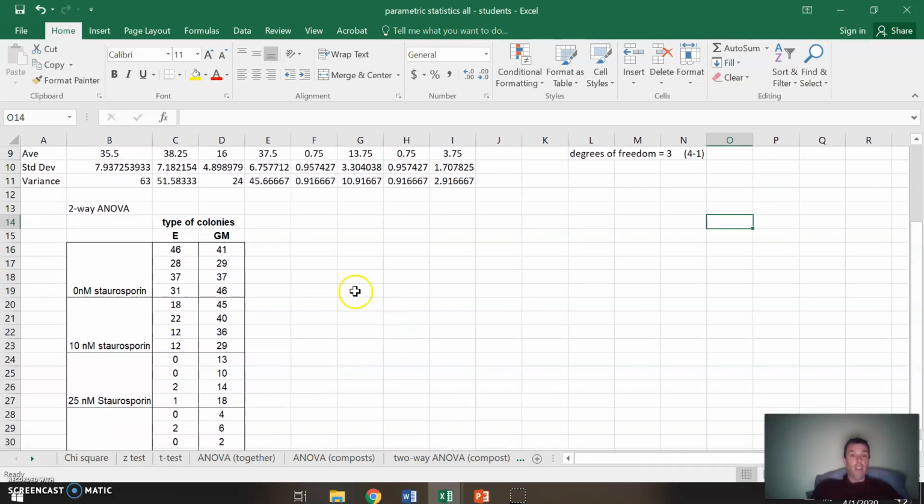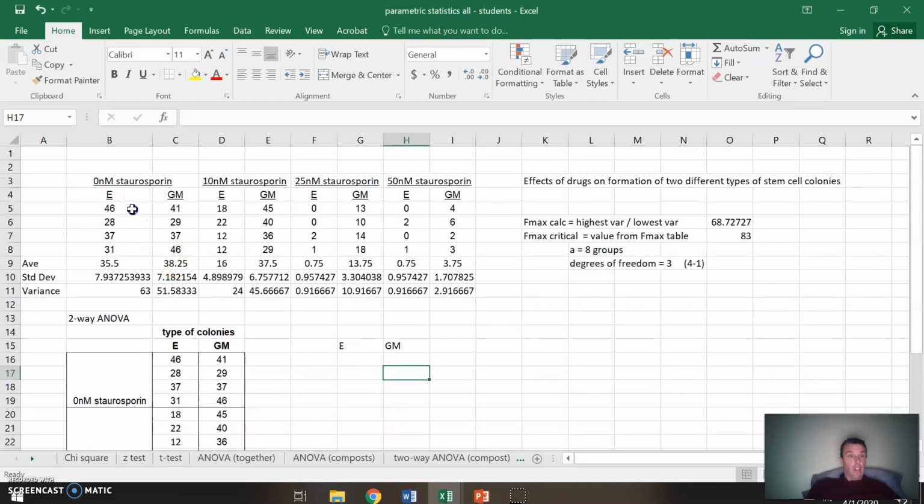So again, you have to have the variables in one direction. So our E and GM variable, our type of colonies, is 1. And then from there, let's think about this. So we can take the data for our 0 nanomolar staurosporin from E, and we have to put that right there. But then the rest of the E has to go right below that.